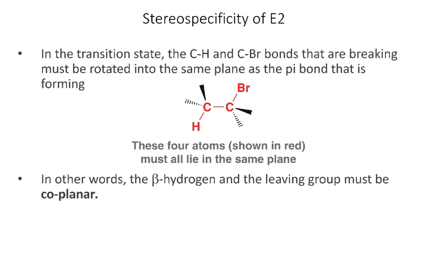All right, so what drives this stereospecificity is the fact that at the transition state of the E2 reaction, the halogen that's leaving and the hydrogen that's leaving and the two carbons they're attached to must all lie in the same plane. This is necessary for the electrons in these bonds that are going to become the pi bond. They have to be perpendicular to the rest of the molecule. And so these atoms all need to be in the same plane. In other words, the beta hydrogen and the leaving group must be what's called coplanar. They must all lie in the same plane.